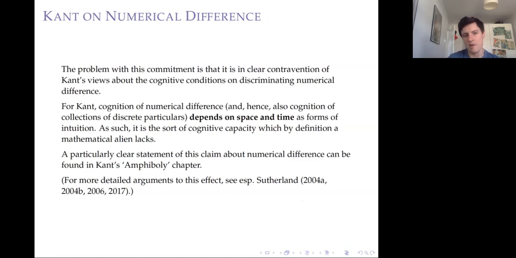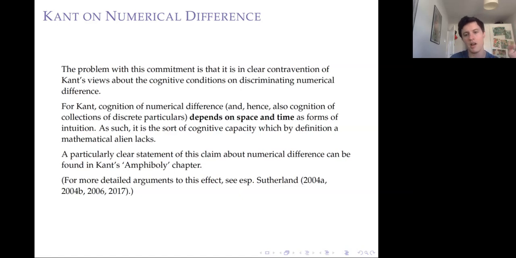Okay, so I think the problem with this commitment is it just shows that objectualism cannot be the right view about Kant's logic. And this is because Kant is clear in a number of different ways, in a number of different contexts with regards to a number of different fields, that mathematical cognition, and specifically cognition of numerical difference and identity, depends on space and time. And so also cognition of collections of discrete particular things depends on formal intuitive ground of difference.